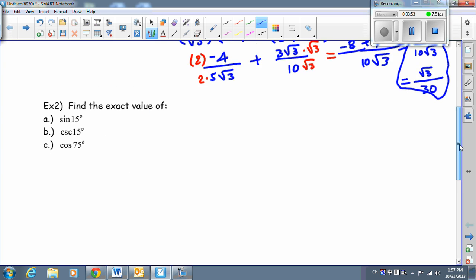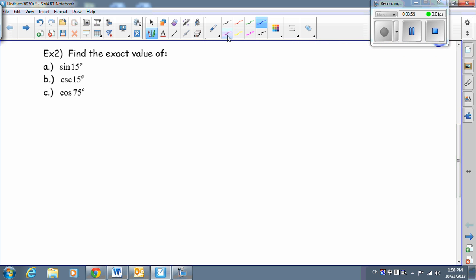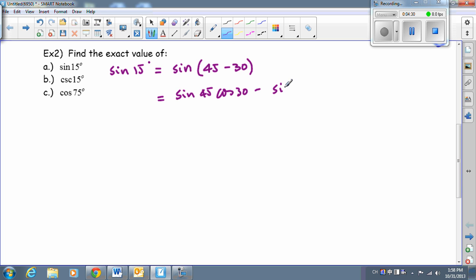Alright, the next one says find the exact value of sine 15, cosecant 15, and cosine 15. Let's start with the sine of 15. Because I'm not familiar with 15, I will look for angles that I'm familiar with. I think it's the same thing as the sine of 45 minus 30. But I do know what the sine of 45 and 30 are. So this is the sine of 45 times cosine of 30 minus the sine of 30 times the cosine of 45.